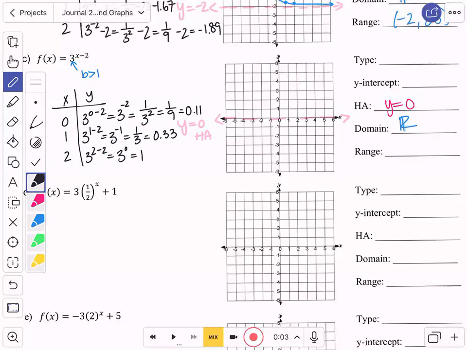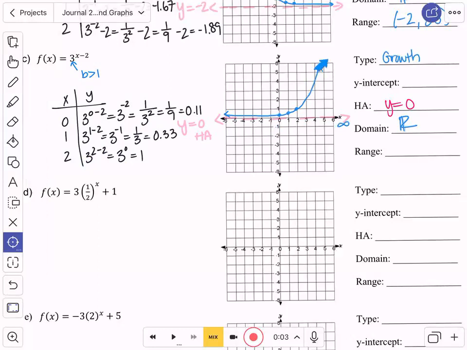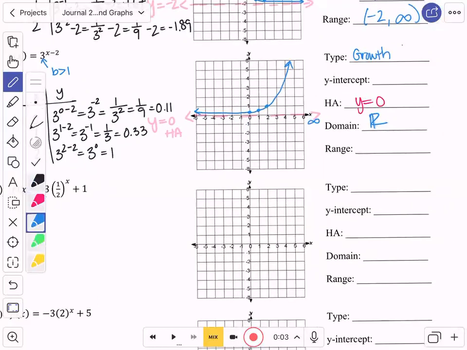All right, so now that we have our numbers here, let's go ahead and plot these points. At 0 here, it's about 0.11, so it's a tiny bit higher. And then at 1, it's about 0.33, so a tiny bit more higher. And then at 2, it hits 1. So right there. So this side is growing upwards, but this side is definitely slowing down and getting closer to that asymptote. And so we definitely have an exponential growth because as it's approaching positive infinity, going to the right, it's going upwards. So you can definitely say this is increasing in value.